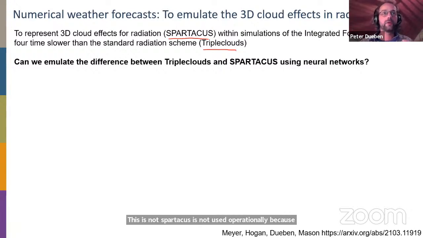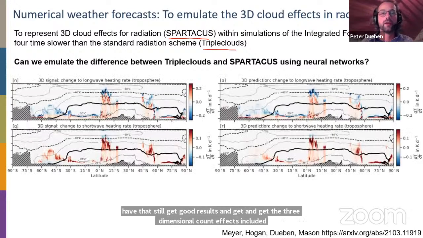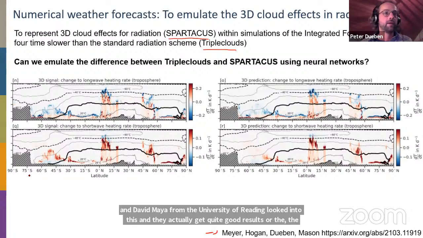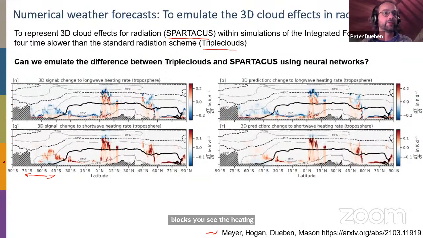So the question is whether we can emulate the difference between Tripleclouds and Spartacus and save this amount of computational time, but still get good results and get the three-dimensional cloud effects included in our calculations. David Meyer from the University of Reading looked into this, and they actually get quite good results. In the plots here, you see the heating rates across the latitude and also in the vertical direction of the atmosphere model.